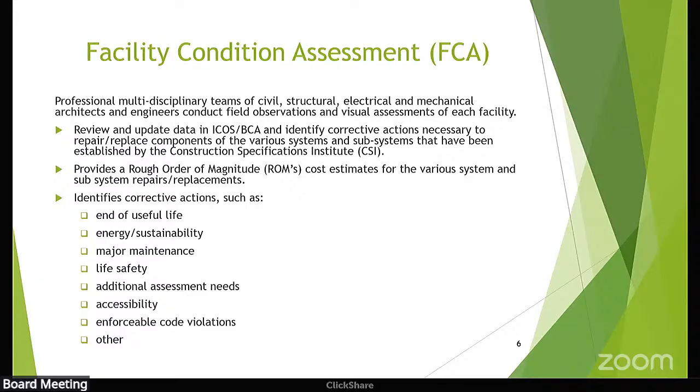They also look at the additional assessment needs that the district might have related to programs like CTE, food service, athletics, things like that. We can ask them to actually provide input on as well. They also look at, not a deep dive into ADA requirements, but they'll identify accessibility issues that are current, as well as any code enforcement issues that need to be addressed.